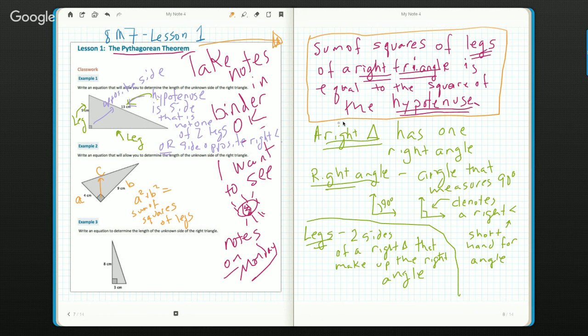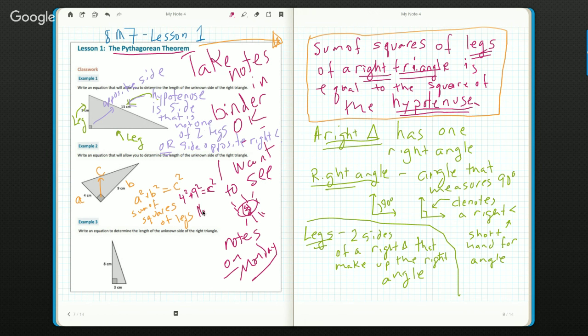equals the square of the hypotenuse. Well, if the hypotenuse is c, then the square of the hypotenuse is c squared. So in this example, all this is saying is that c squared, the hypotenuse, is equal to, well, we know what a is and b is, so we'll say that 4 squared plus 9 squared, that's a plus b, equals c squared.